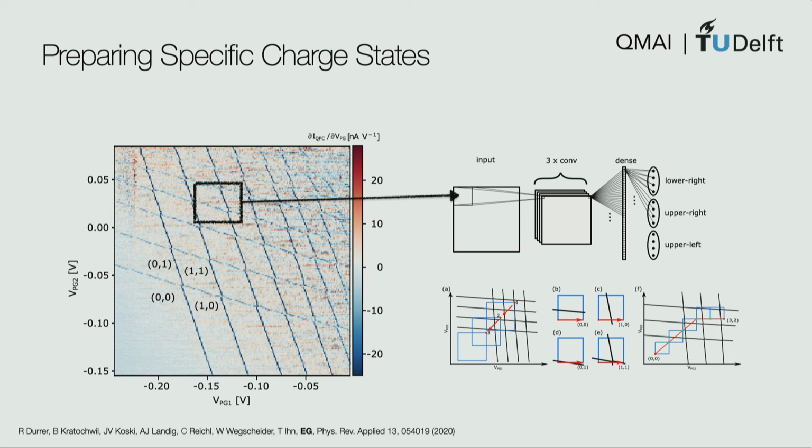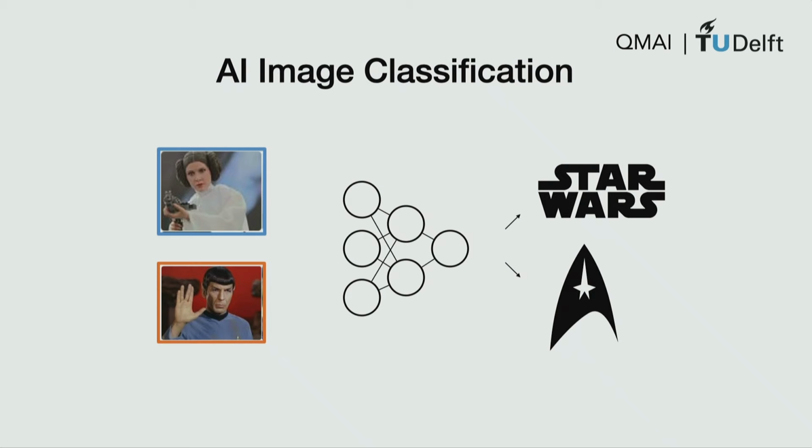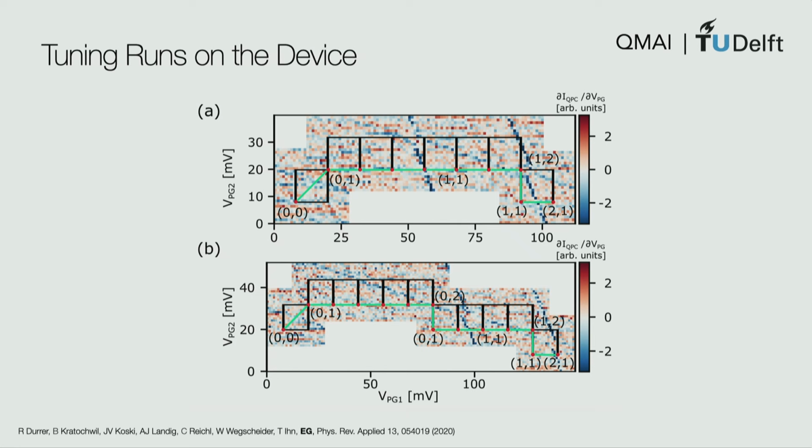So if I have the image classification of Star Wars and Star Trek like we did yesterday, I can just easily do image classification of these windows in a charge stability diagram, right? This is not super deep. But then the result of this not super deep thing, you can see here, these are examples of the tuning rounds on the device. And when you follow the green line, you see the steps that the algorithm took to get to the state 2-1, because that was the state that the experimental team picked that they want to prepare.